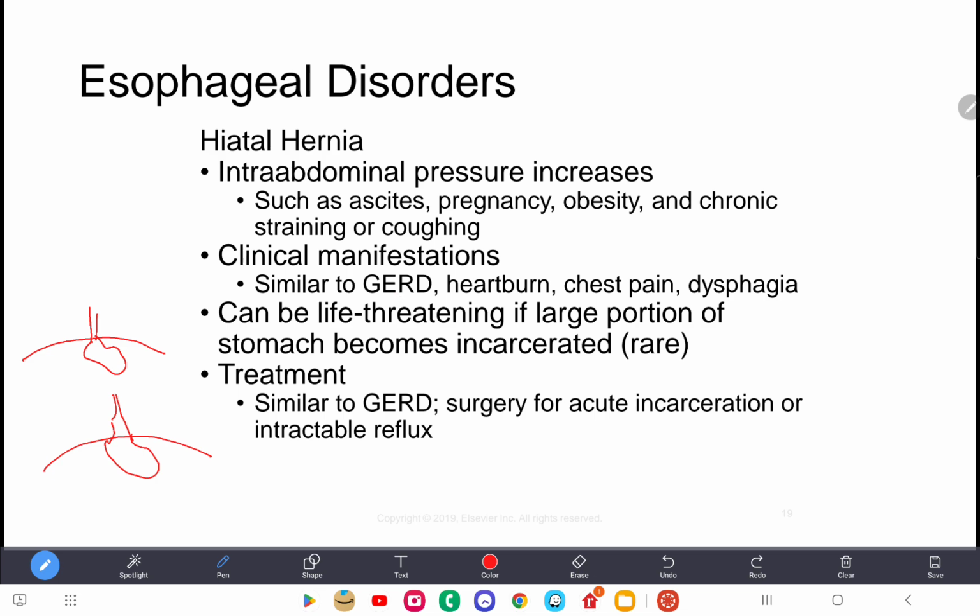What is the clinical manifestation of GERD? Reflux, heartburn, chest pain. That's the manifestation.